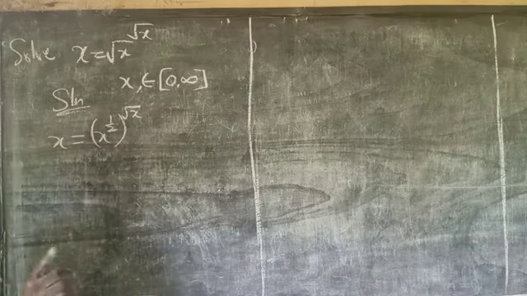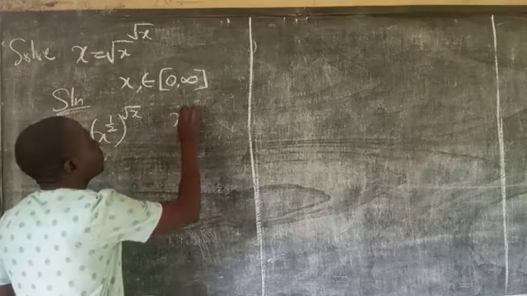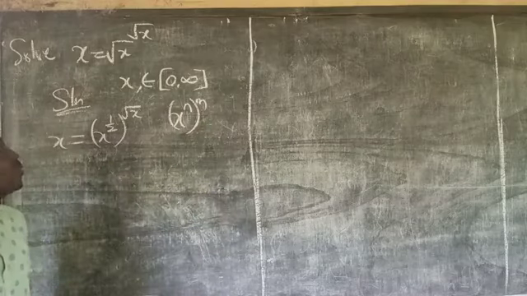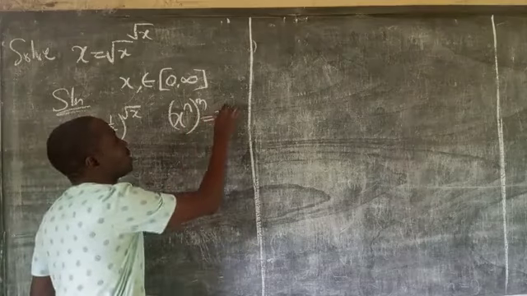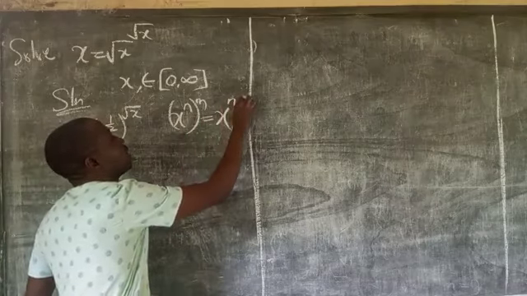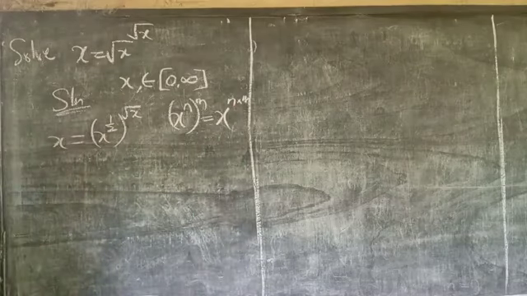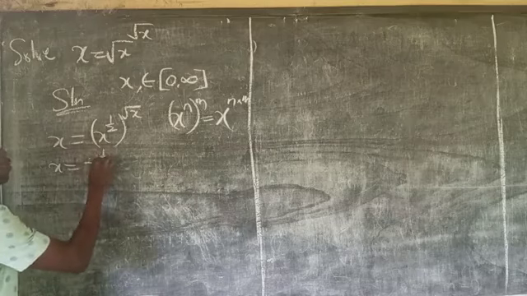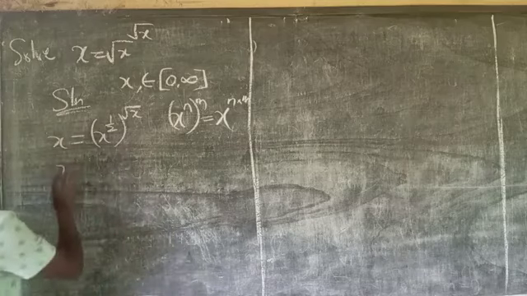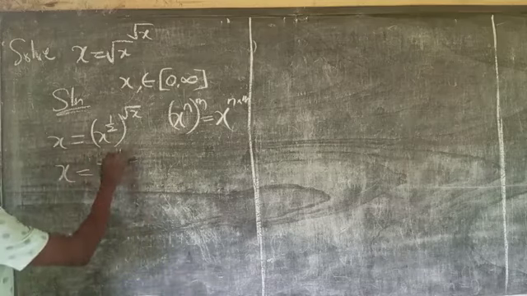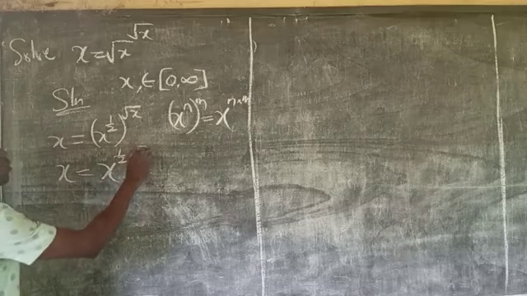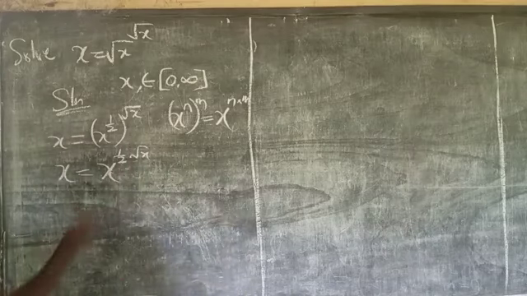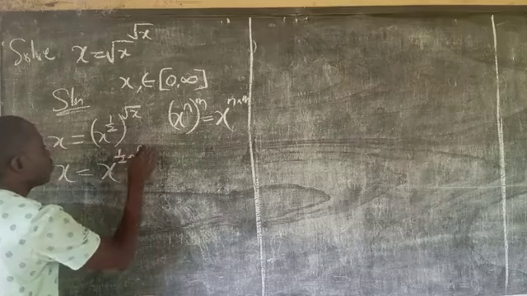And also remember, in the laws of indices, we say x raised to power m, raised to power n. How do we tackle this? We quickly and simply write x and multiply the powers. So we'll do that here. That means x will become x raised to power 1 over 2 times the square root of x. Yes. So if we know this, 1 over 2 square root of x, all right.